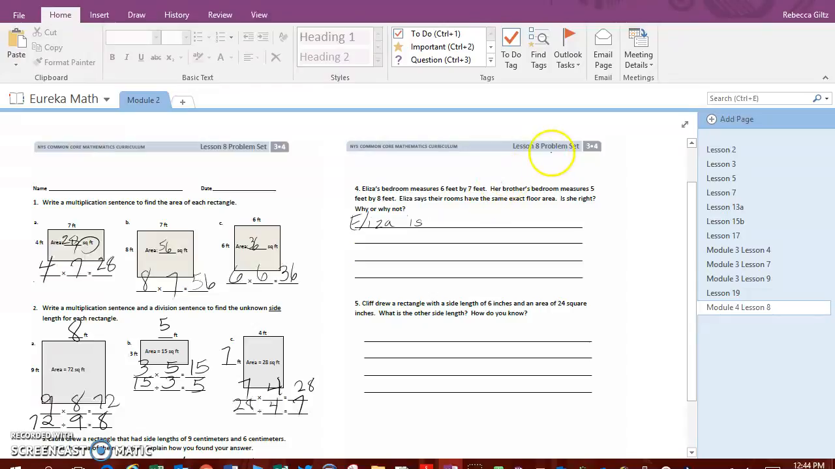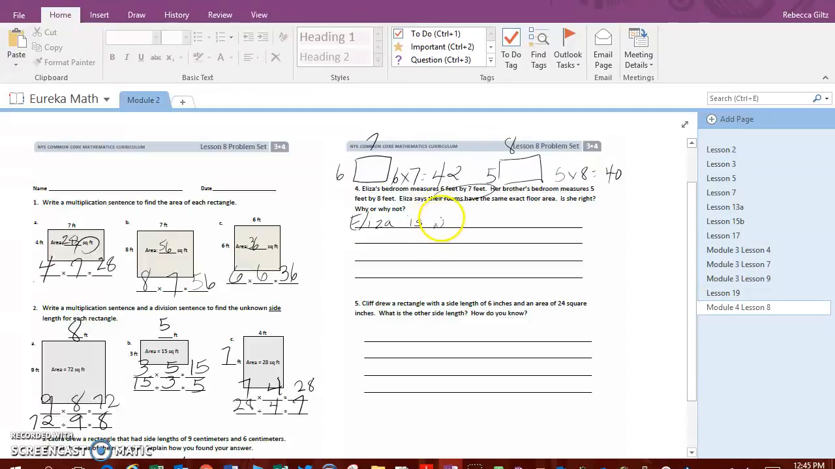So we need to find the area of her bedroom. Okay? Well, when you see that 6 feet by 7 feet, those are the two side lengths. So you can imagine a room where one side is 6 feet and the other is 7. So let's multiply those together. 6 times 7 is what? 42. All right, now here's her brother's bedroom. 5 feet by 8 feet. What is 5 times 8? 40.